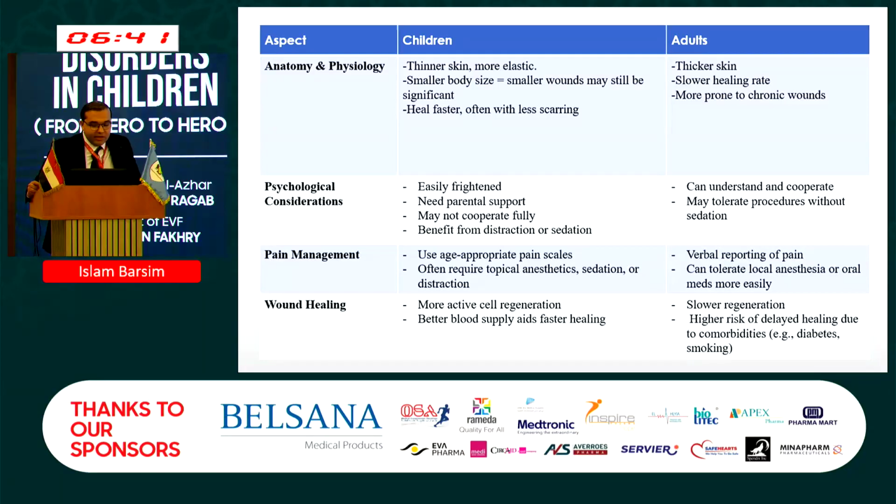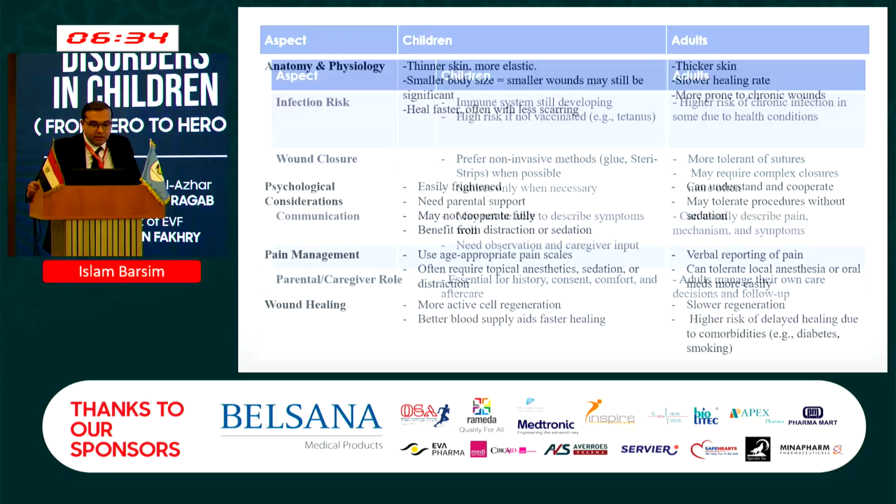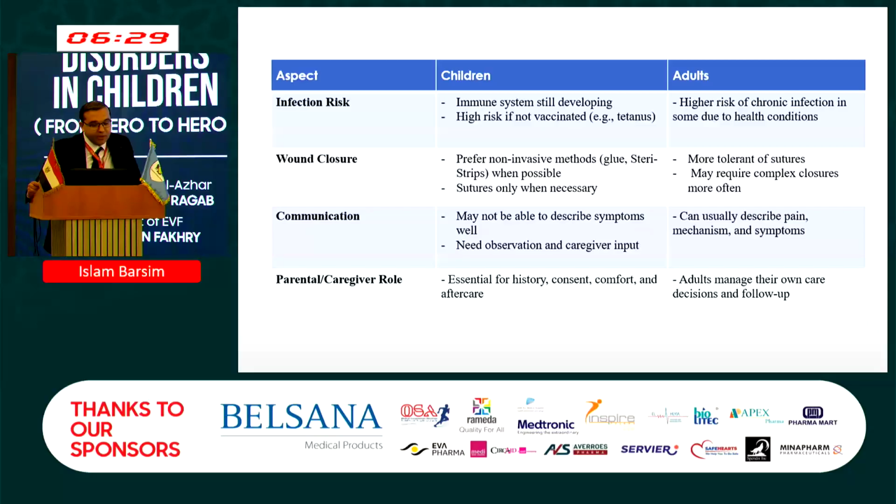In wound healing, there is more active cell regeneration and better blood supply, which aid faster healing in children. In infection risk, in children, the immune system is still developing, so there is a high risk of infection if not vaccinated. In wound closure, an adult may tolerate sutures, while children may require complex closure more often. In communication, the parental role is essential in children rather than in adults. And this summarizes the differences in wound healing in adults and children.